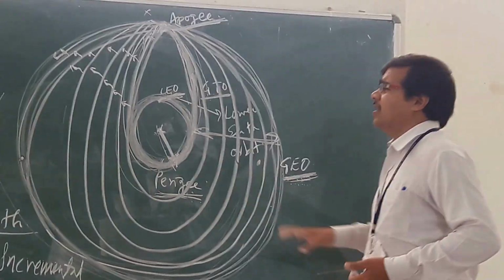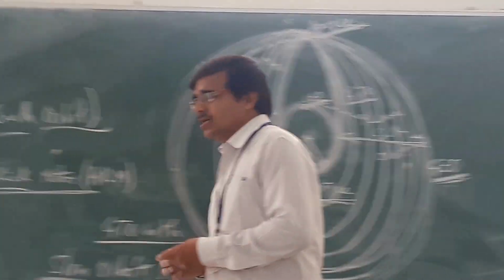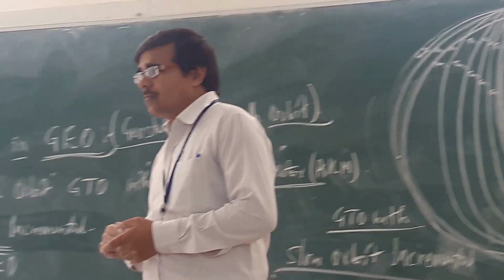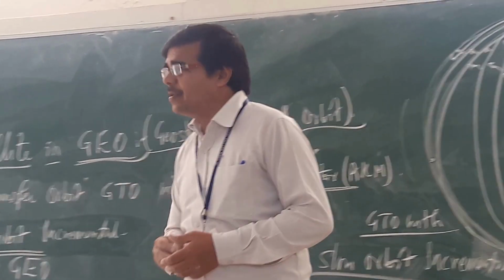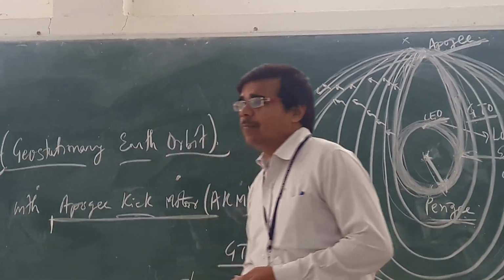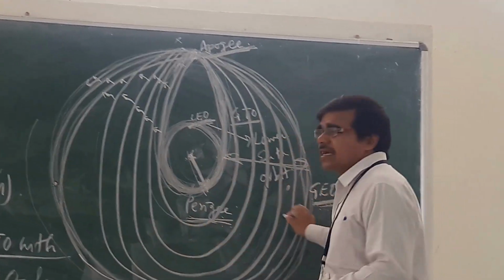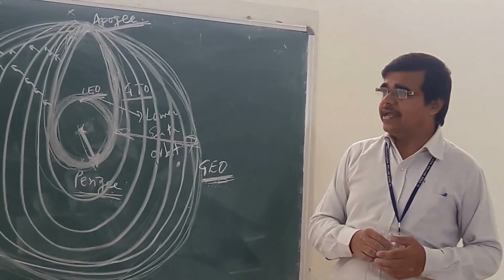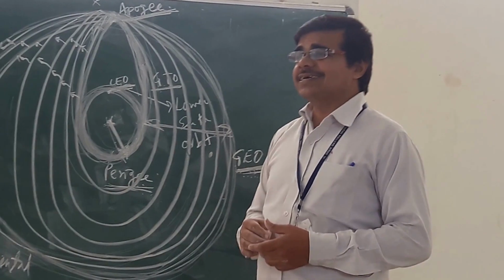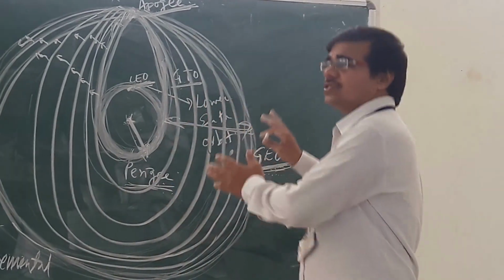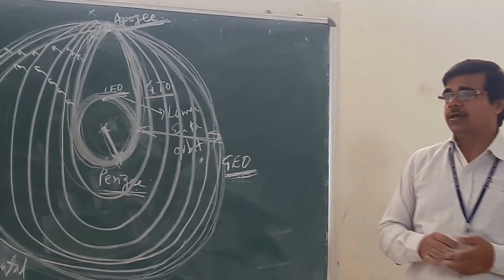Okay, and generally we are using this geosynchronous Earth orbit satellite for communication purposes. We are using it for communication purposes, and these satellites are most commonly used. Okay, as these satellites are most commonly used, our focus will be on this type of satellite only.